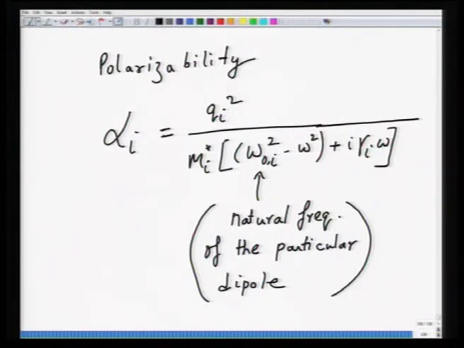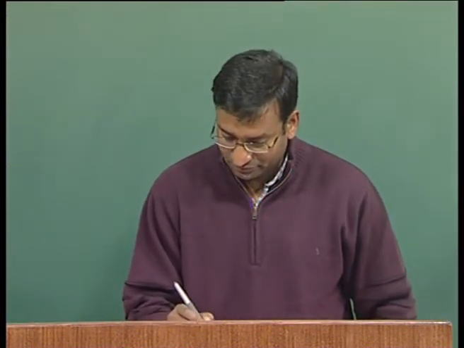So, what you get here is an expression for alpha I, which is dependent upon frequency. So, you can write it as alpha I omega, which is equal to q I square divided by m I star into omega naught I square minus omega square plus I gamma I omega. And this expression gives you the dependence of polarizability of a particular system, whether it is an electronic system or an ionic system, in terms of frequency.